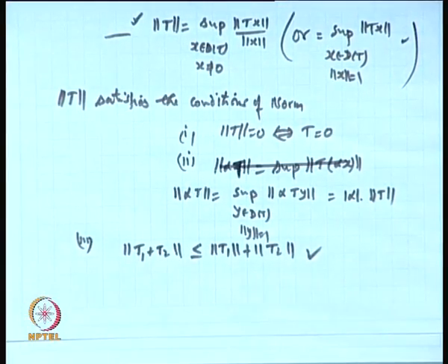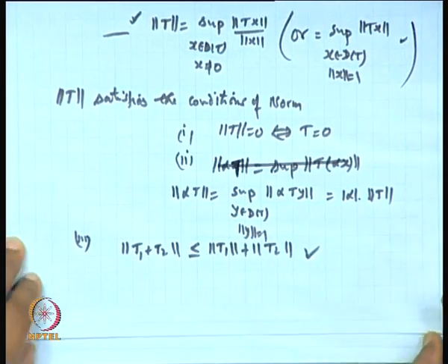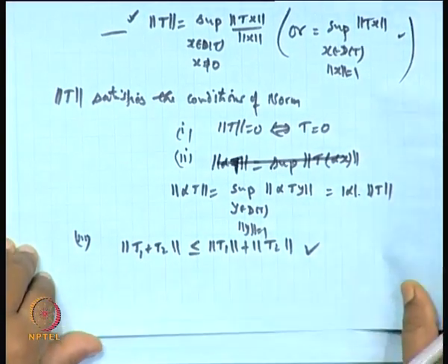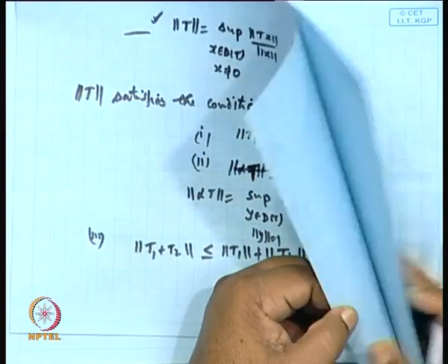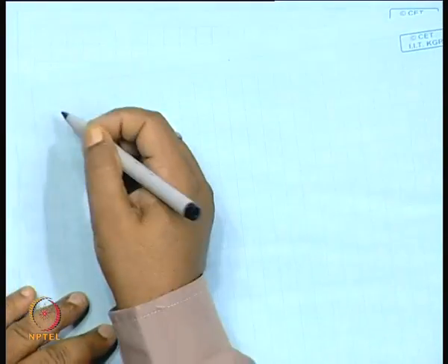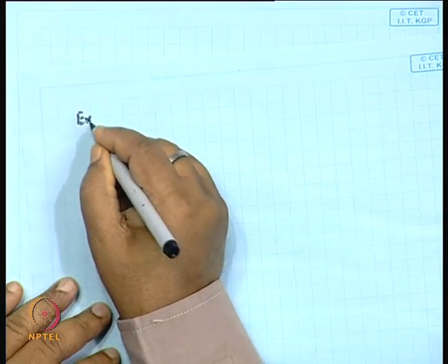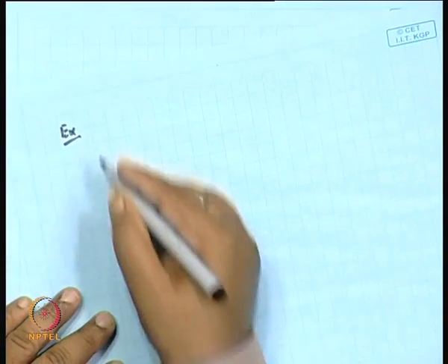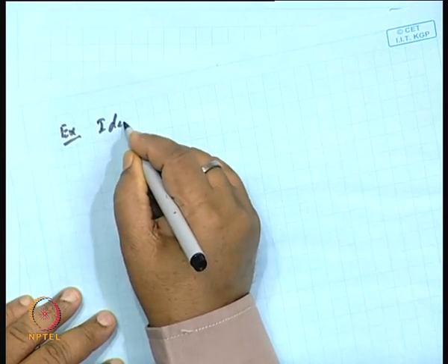Okay. Now, there are certain examples, examples for the bounded linear functional as well as the unbounded linear functional. So, first example of a bounded linear operator: the identity operator.